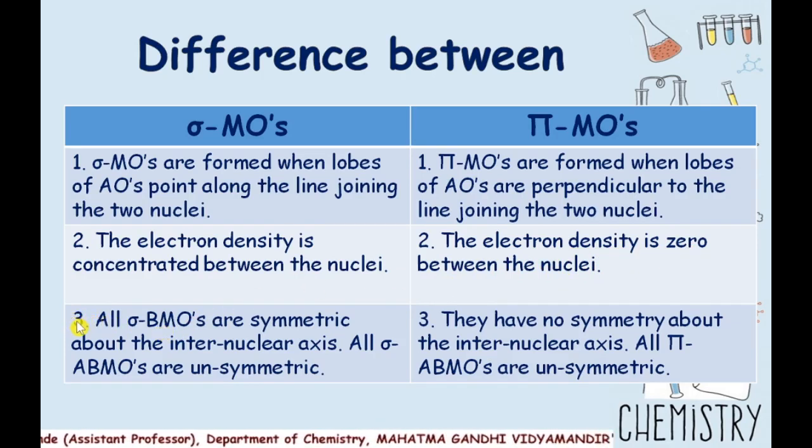In case of sigma molecular orbitals, all sigma bonding molecular orbitals are symmetric about the internuclear axis, and all the sigma anti-bonding molecular orbitals are unsymmetric, while in case of pi molecular orbitals, they have no symmetry about the internuclear axis, and all the pi anti-bonding molecular orbitals are unsymmetric.